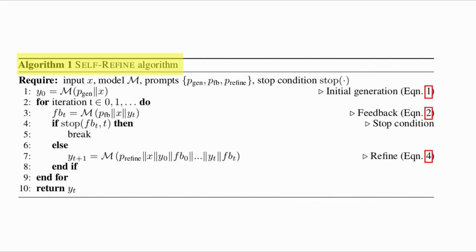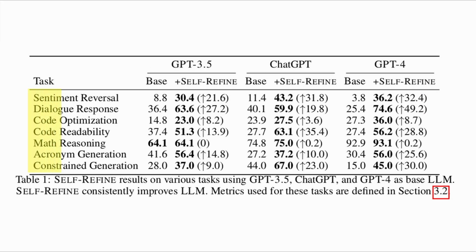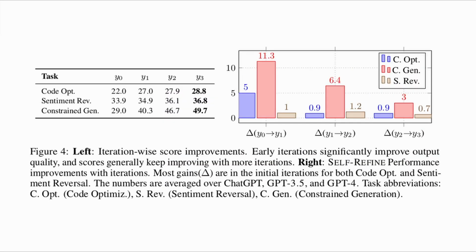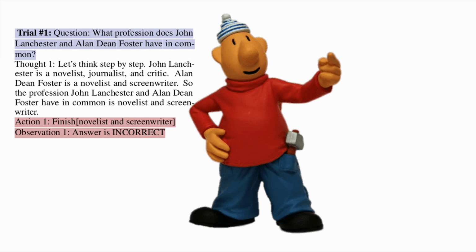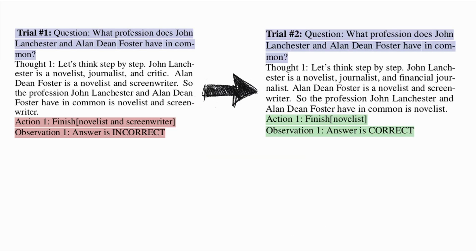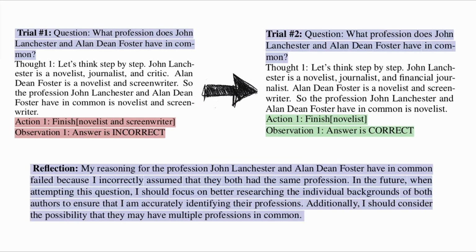They tested this new method across 7 different tasks, including text and code generation, and found that the self-refined versions outperformed their base generative models such as GPT-4. They also noticed that the outputs keep improving with more iterations. This ability of an AI system or language model to correct and refine itself is also referred to as reflection.